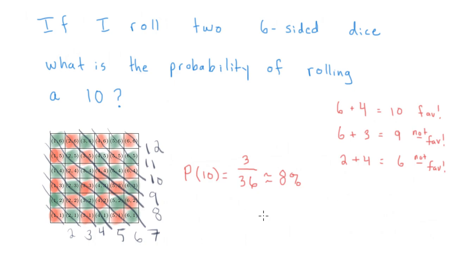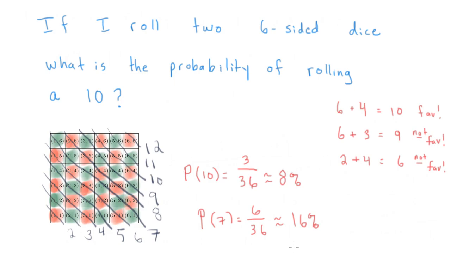And a good follow-up question to this is, what is the most likely roll of the dice? Well, the most likely roll is going to be 7, right? Because it has the most favorable outcomes. It has 1, 2, 3, 4, 5, 6 favorable outcomes. So the probability of rolling a 7 is 6 out of 36, which is about 16%. So actually about twice as likely as rolling a 3.